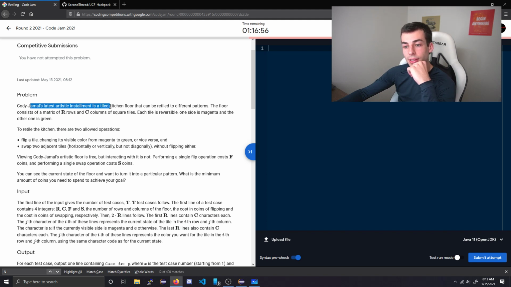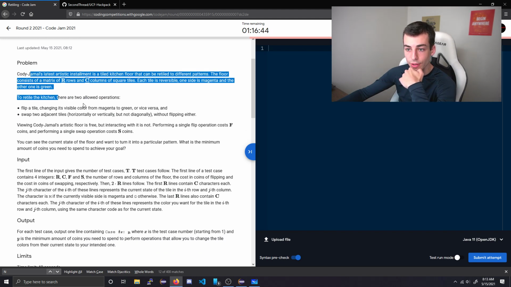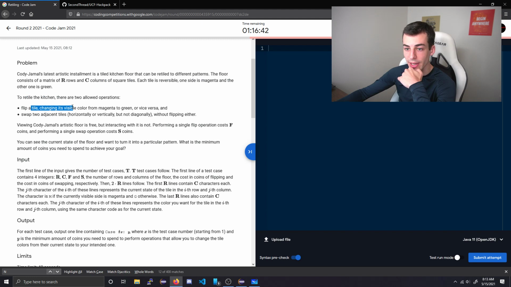Latest artistic installment is a tiled floor that can be retiled into different patterns. The floor consists of a matrix of R rows and C columns of square tiles. Each tile is reversible, one side's magenta, the other's green. To retile the kitchen, there are 2 allowed operations. Flip a tile, changing its visible color from magenta to green, or vice versa, and swap two adjacent tiles.